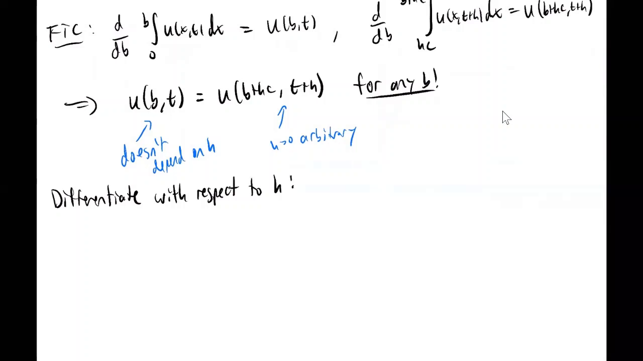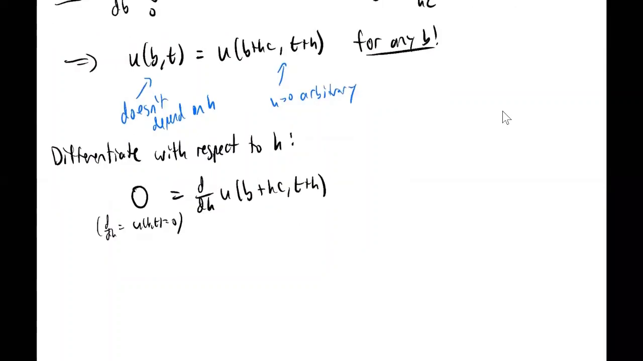Right, and so on the left-hand side, if I take the derivative with respect to h, I just get 0. So d/dh of u(b, t) is equal to 0, because neither b nor t depend on h. And so that's going to be equal to the derivative with respect to h of u(b + hc, t + h). Well, what do we have here?